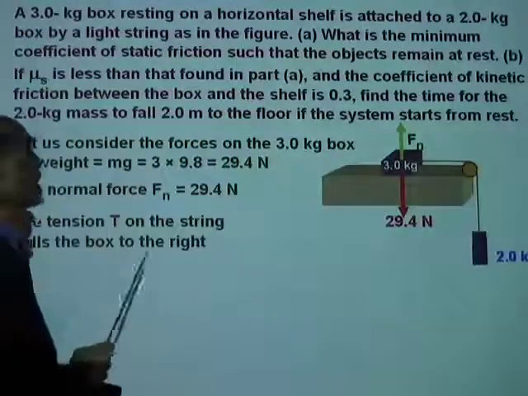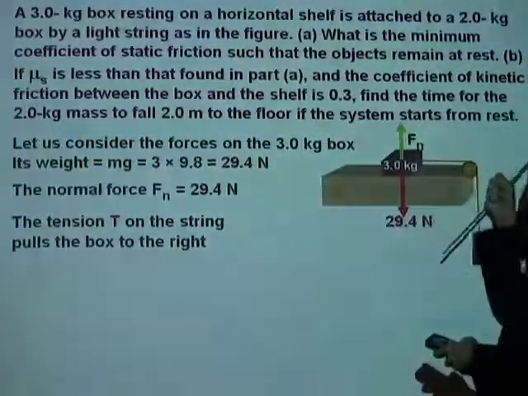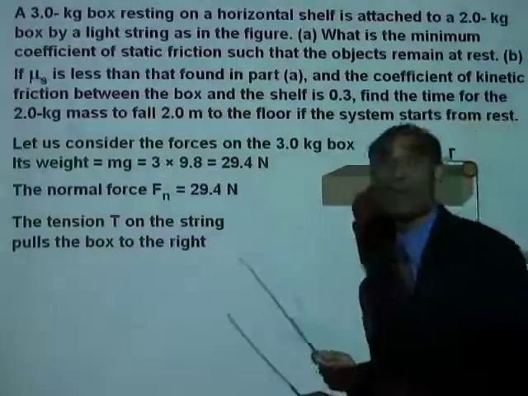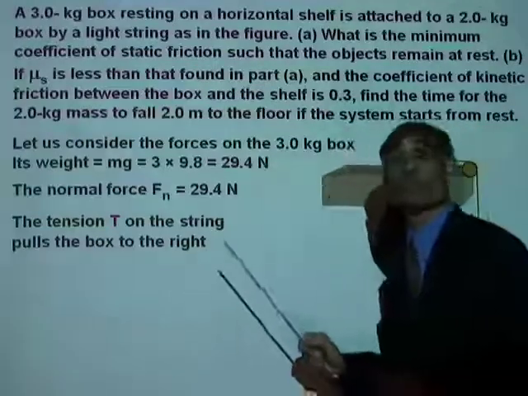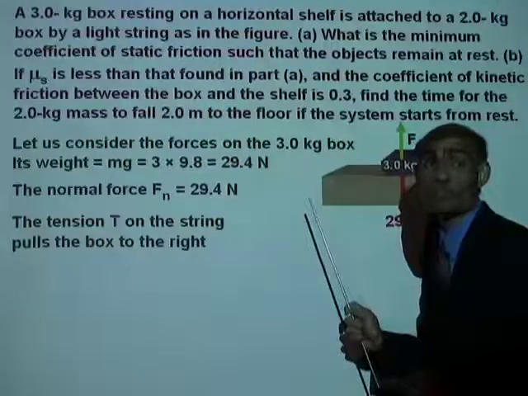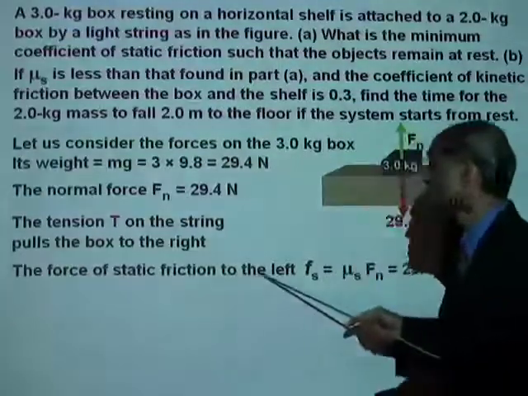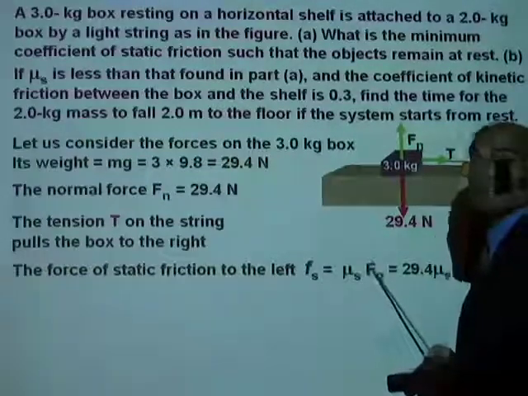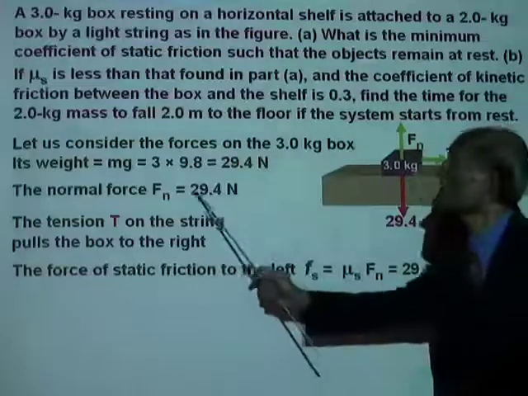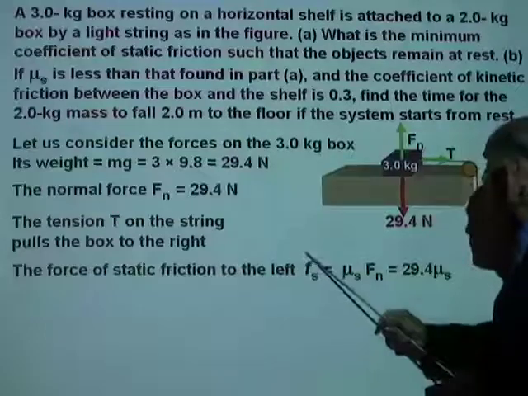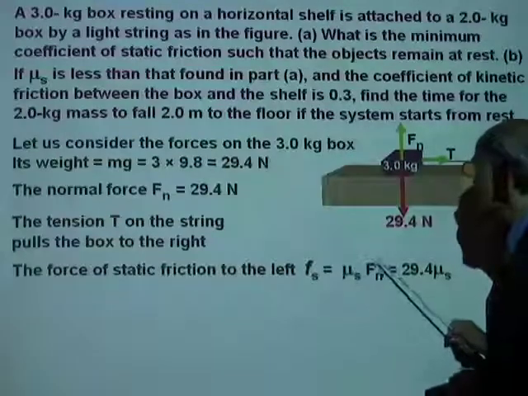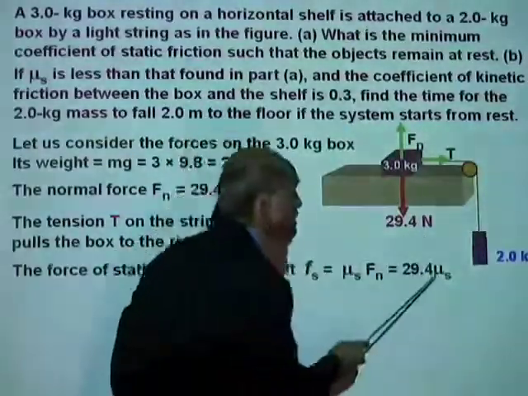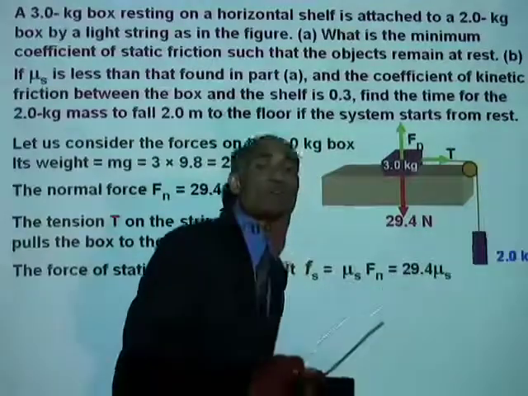The tension T on the string will be pulling the box to the right. So here is the tension T that is pulling the box to the right, and what other force is there on the box? The other force is the force of friction, the force of static friction to the left, such that Fs equals mu s Fn. And you know the value of Fn. Fn is 29.4. So that Fs equals mu s Fn, that is 29.4 times mu s. We need to find the minimum value of this mu s.